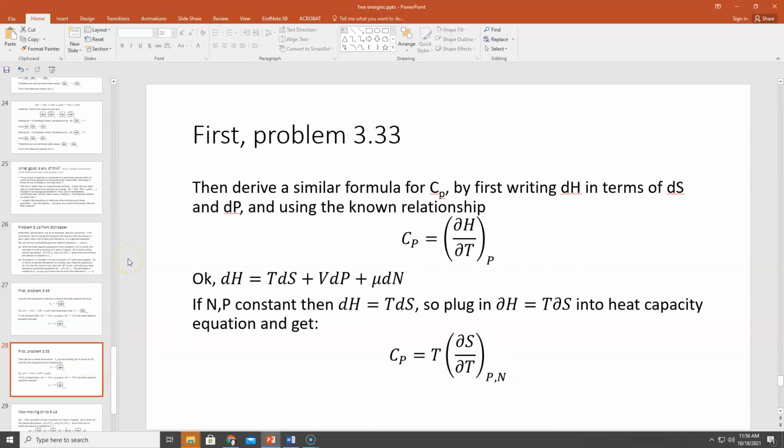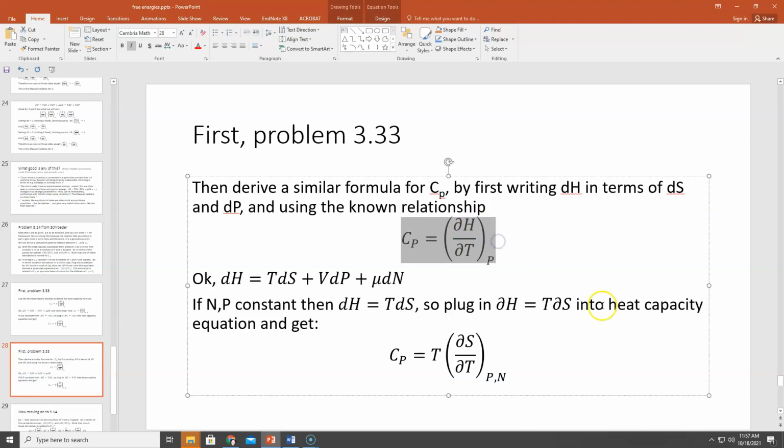Okay, now we're going to derive a similar formula for the heat capacity at constant pressure by first writing dH in terms of dS and dP and using the known relationship that the heat capacity at constant pressure is the partial of the enthalpy with respect to temperature holding the pressure constant. So this is something that you should remember at this point. It should look familiar and you should remember it. The heat capacity at constant pressure is partial H with respect to T.